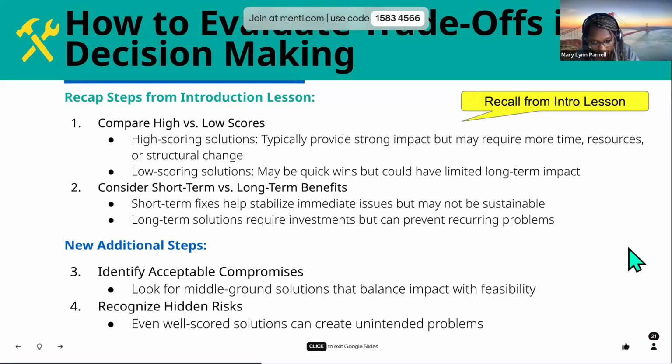What does that look like? Instead of an expensive software overhaul, for example, we might implement something simpler, a phased approach with manual improvements first. With recognizing hidden risks, we're going to discuss trade-offs between high impact solutions with high cost versus longer timelines with lower costs and quicker wins. So the trade-offs between what we're going to do.